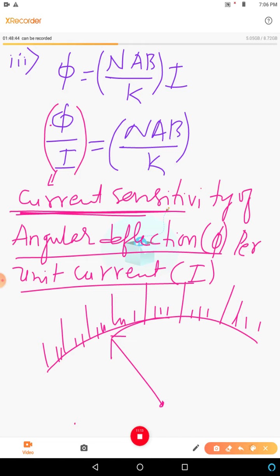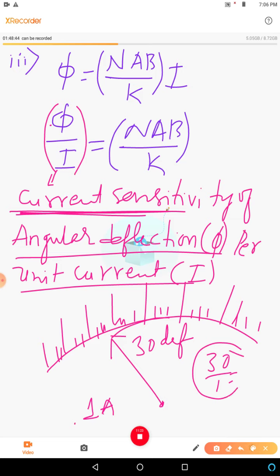Say for 1 ampere of current it makes some 30 deflections. So therefore 30 by 1. This is called the current sensitivity. So the current sensitivity is the number of divisions per ampere. For a good galvanometer, current sensitivity should be very high. So therefore what is current sensitivity? The angular deflection per unit current.